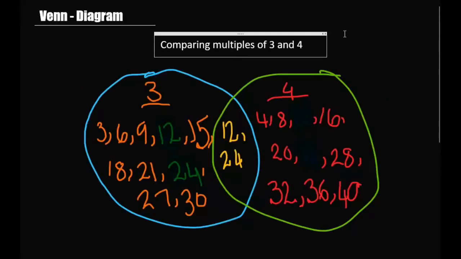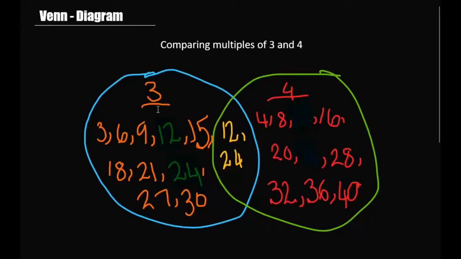Here I have a little Venn diagram drawn out. It's comparing the multiples of 3 and 4. First, I have the multiples of 3 drawn right over here in orange, and the multiples of 4 written in red right over here. And the numbers that are highlighted are 12 and 24. They are highlighted because they're common multiples, and the common multiples are right here in the middle. They're both multiples of 3 and 4.